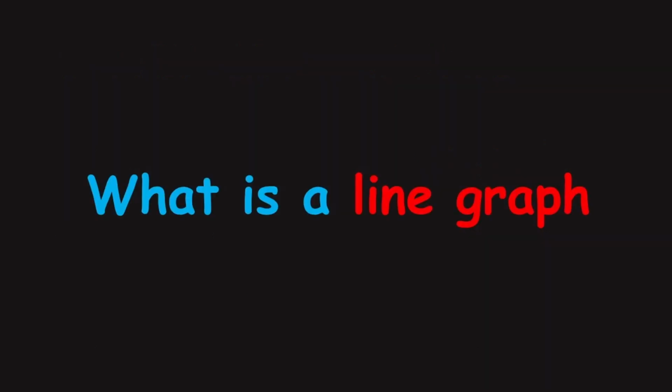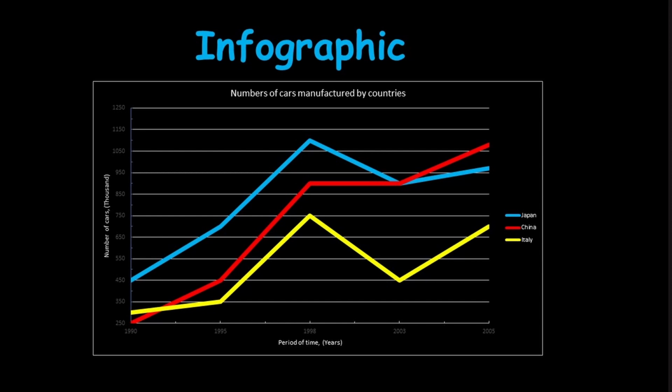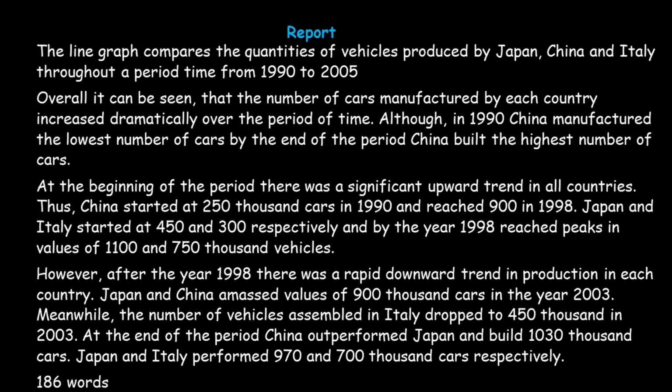What exactly is a line graph? It is an infographic that visually represents quantitative values that change over time. The information presented by a line graph must be converted to a written report during the IELTS exam. What are the main elements of a line graph?